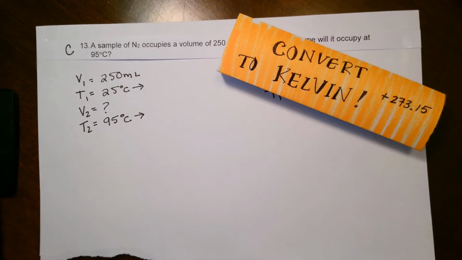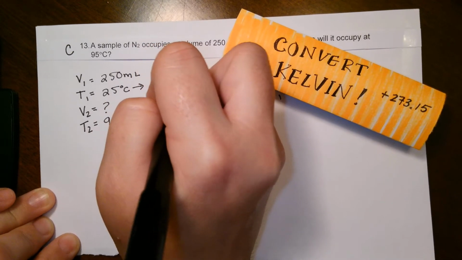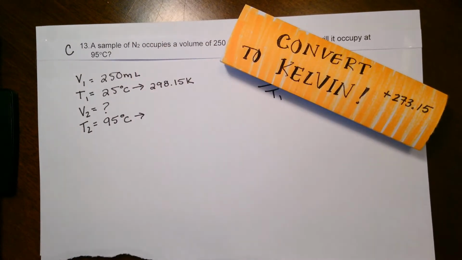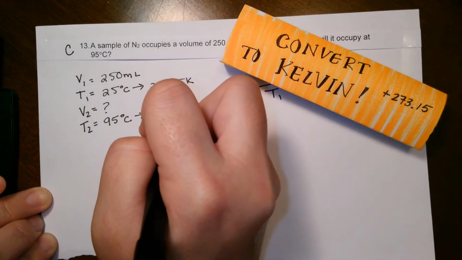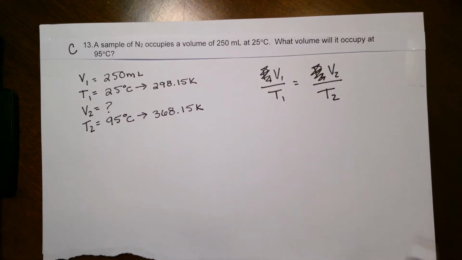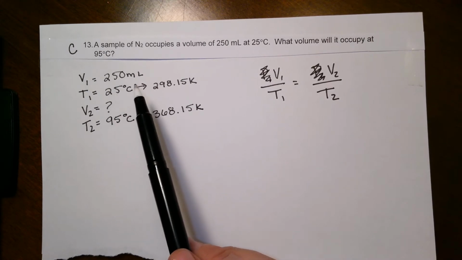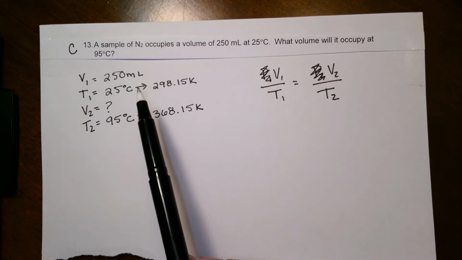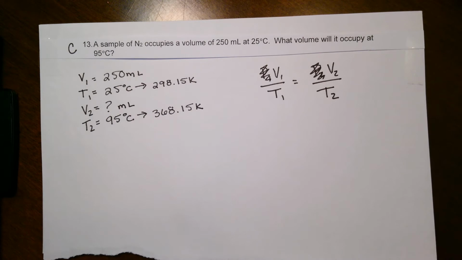So we'll say 273.15 plus 25, we get 298.15 Kelvin. For T2, 273.15 plus 95, and we get 368.15 Kelvin. Now that we have our temperatures matching up, another important thing is that for our volumes, if we're plugging in milliliters for V1, our initial volume, that means V2 will also come out as milliliters.